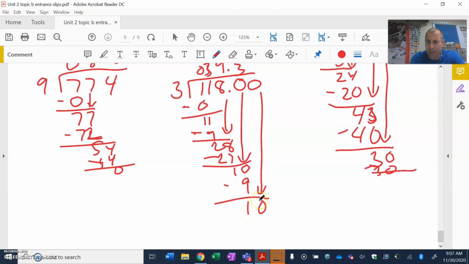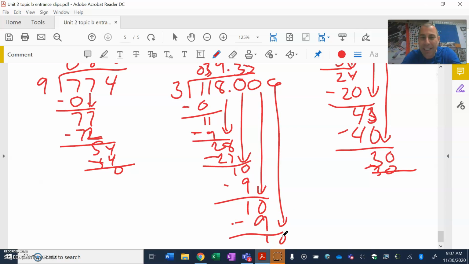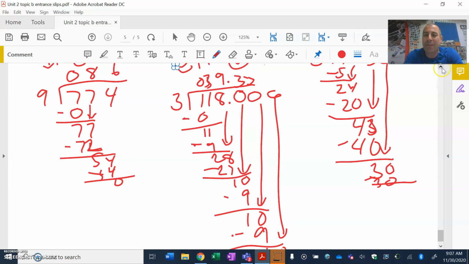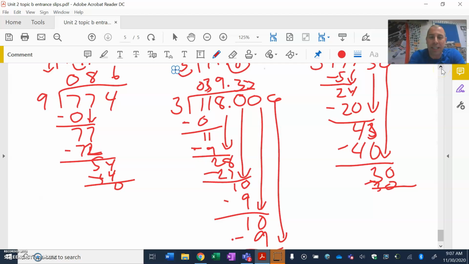It's a 10. Okay. How many groups of 3 can you pull out of 10? Still 3. 3 times 3 is going to give me a 9. Subtract. I get a 1. If I add a 0 and bring it down, I get a 10 again. Okay, people, what's going to happen here? Well, it's the same thing that's going to happen over and over again. This is what we call a repeating decimal because we're going to keep on getting groups of 3 out.